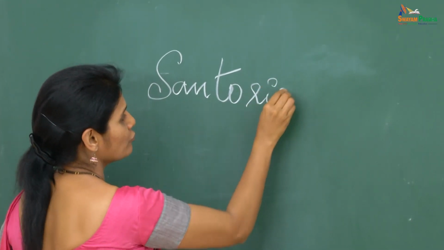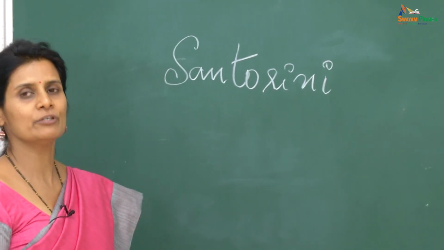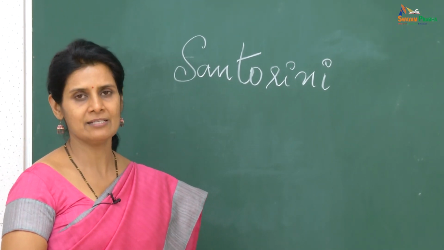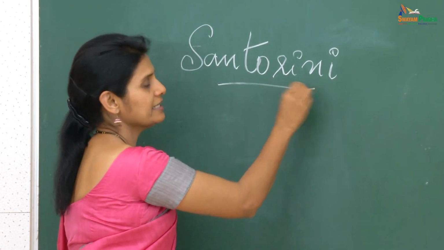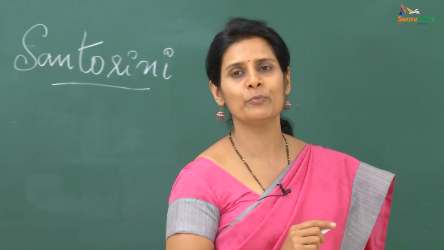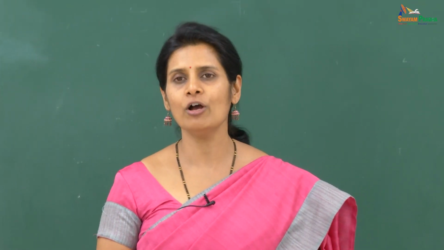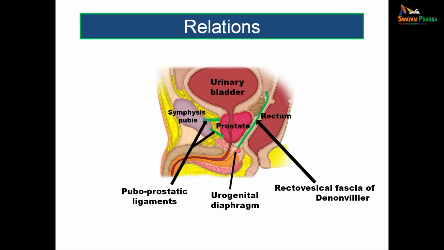This is Santorini plexus, which is contributed by the deep dorsal vein of the penis. It communicates posteriorly with the prostate. So, we call this Santorini plexus, present in the retropubic space of Retzius along with the puboprostatic ligaments and the fat. That is about the anterior surface of the prostate. The lower end of the anterior surface, just in front of the apex of the prostate, you find the opening of the urethra.